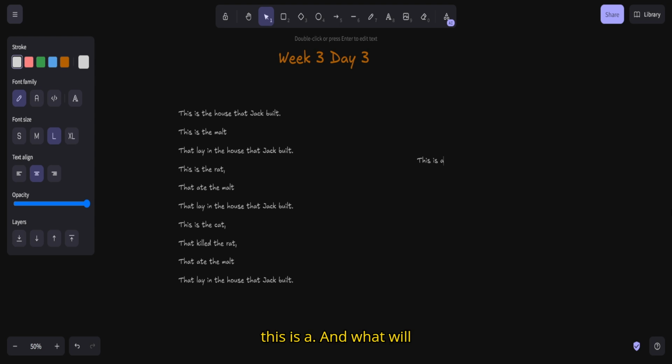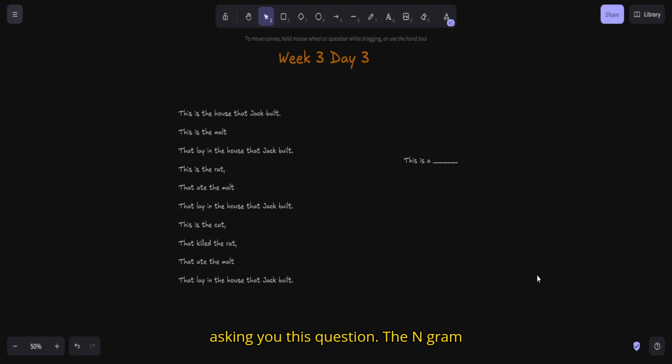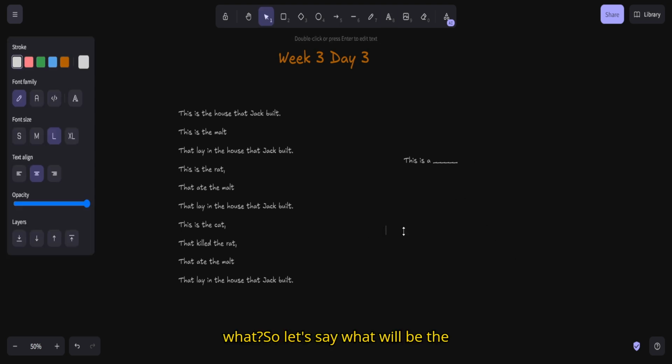This is a, and what will be there in the blank? Let's say I'm asking you this question. The N-gram models try to solve this. Let's say we are using a 4-gram model. A 4-gram model means we'll take four words at the same time. So this is a what? What will be the probability that this word will be house?